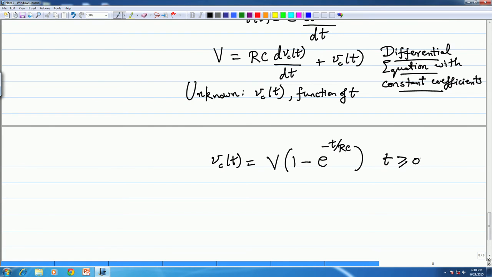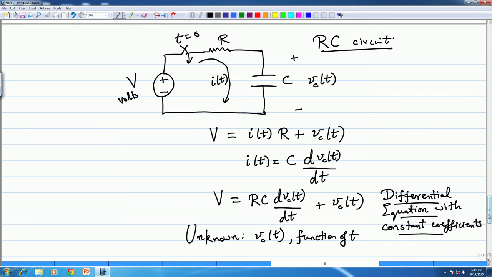Okay. So, the main reason why I showed you the solution is to tell you that the exponential function is very important to understand circuit analysis. It shows up naturally as the solution of even the simplest of circuits out here. Okay. A simple RC circuit, if you throw the switch at t equal to 0, the exponential function is involved.